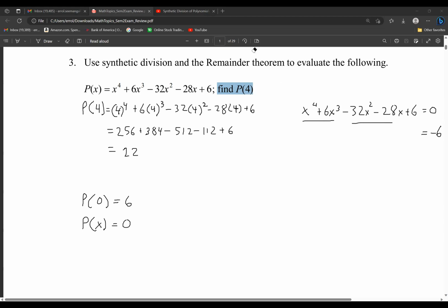Can we factor the first two and the second two? What's the biggest factor out of these two? The greatest common factor. If we take out an x cubed, what do we have? We have x plus 6. Yep. And what's the GCF out of those two? What can we take out? If we take out a 16, what's the biggest number that goes into 32 and 28?